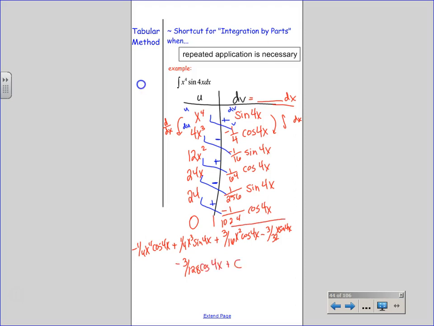Let's see. I know you don't like it, but guys, isn't it better than having to do 1, 2, 3, 4, 5 different integration by parts lucky sevens? So much better.